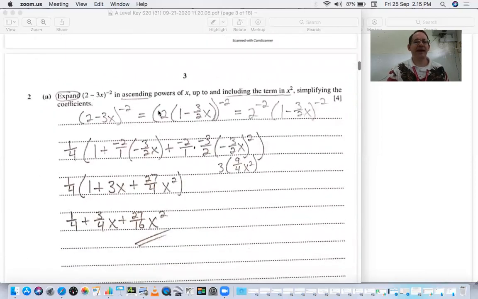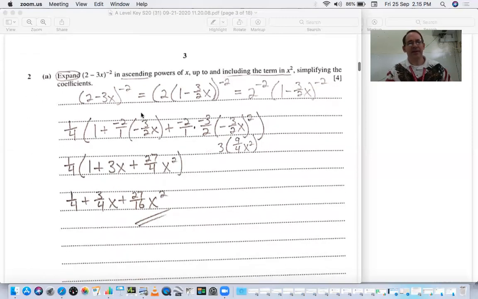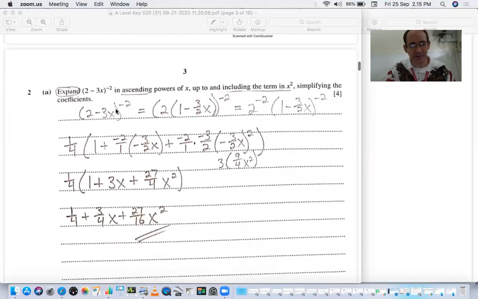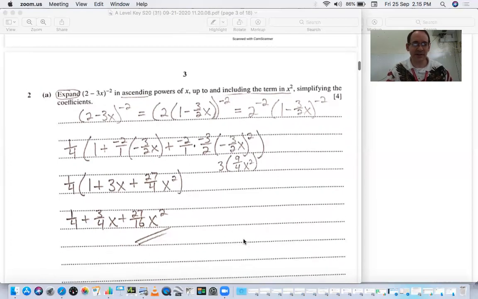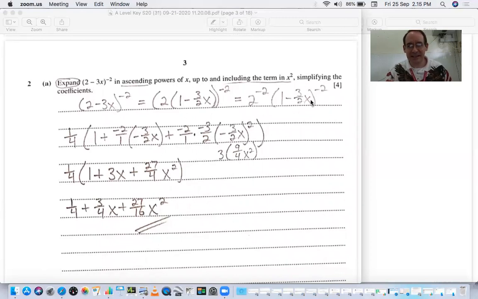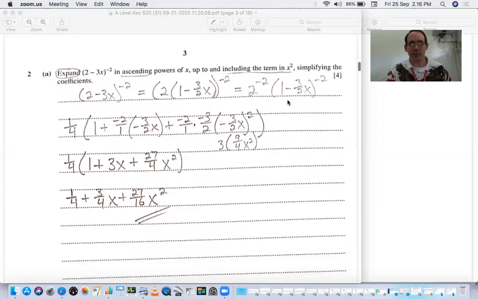Second question: expand 2 minus 3x raised to the negative 2 power in ascending powers up to and including the x squared term, simplifying the coefficients. Again, we have a 4-point problem. This one is a binomial expansion, but it's an expansion with an exponent that is not a positive integer. So we need to get it into this form here on the right. A 1 minus something is what we want to get it into.